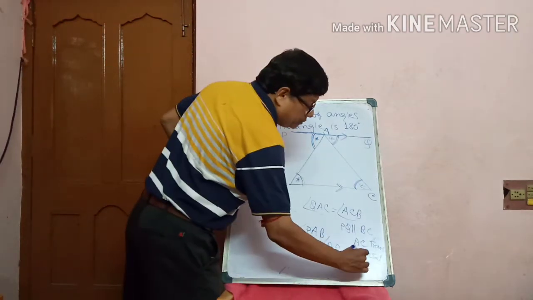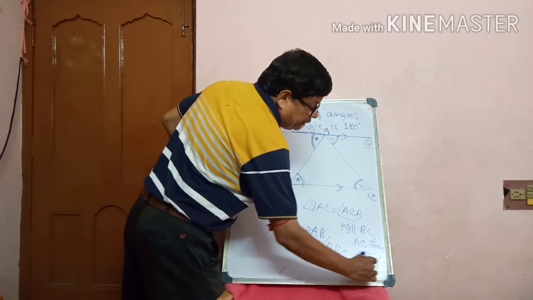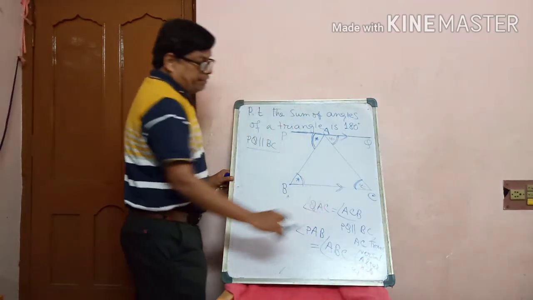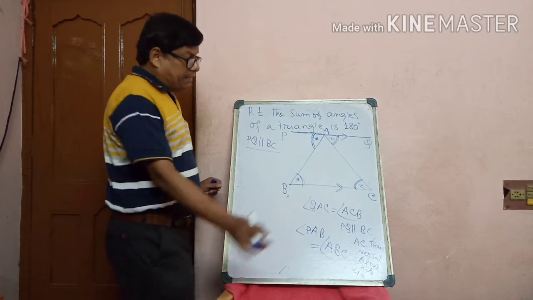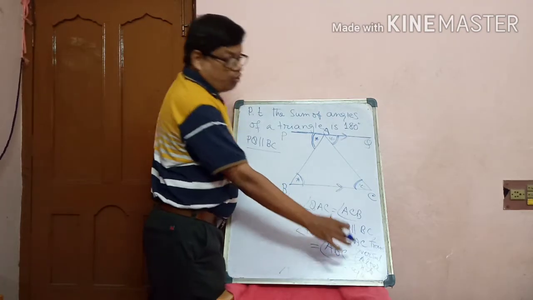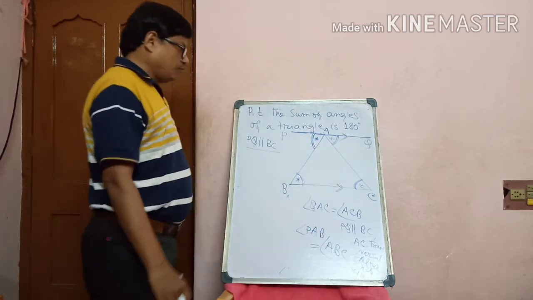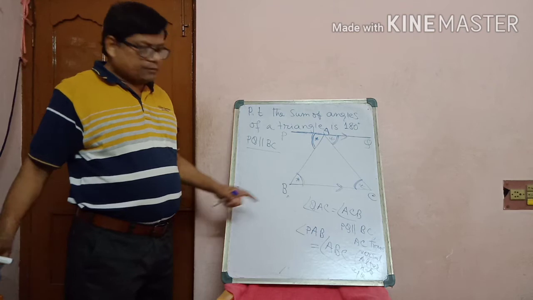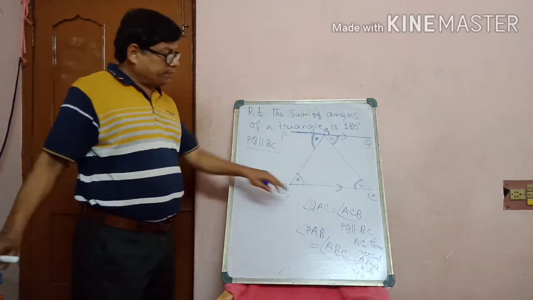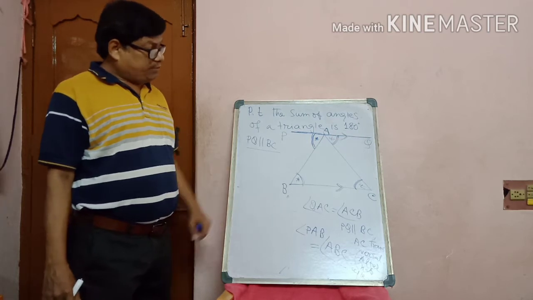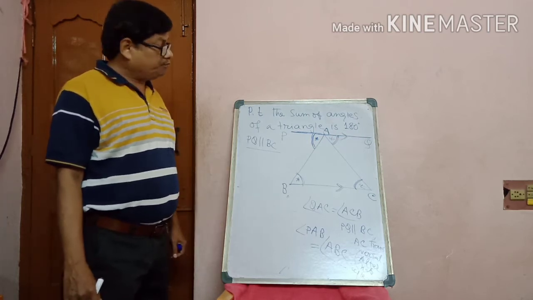Alternate angle. Again, I am telling PAB equal to ABC. These are alternate angles. Now, complete: QAC equal to ACB and PAB equal to ABC.